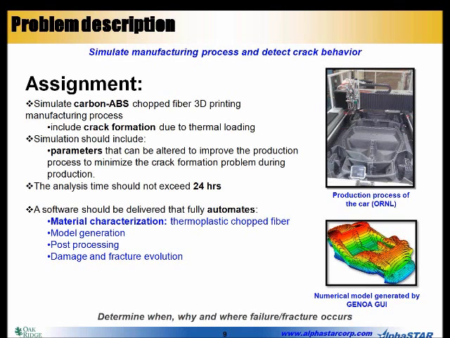The software tool also should be fully automated, which means that the material characterization for the carbon ABS chopped fiber should be done in an automatic way. The model should be generated automatically, including material assignments, material orientations, and damage and fracture assignments. And also the post-processing needs to be automated in order to visualize and address the problem areas.